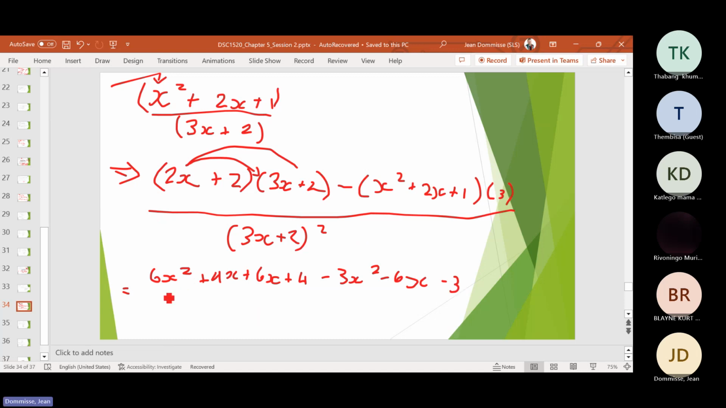Okay, and then hopefully we will be able to simplify. So I'm first going to try to simplify that. The 6x squared minus 3x squared is 3x to the power of 2. Then plus 4x plus 6x, so that's 10x. Minus 6x is plus 4x. Then we have plus 4 minus 3, which is plus 1.